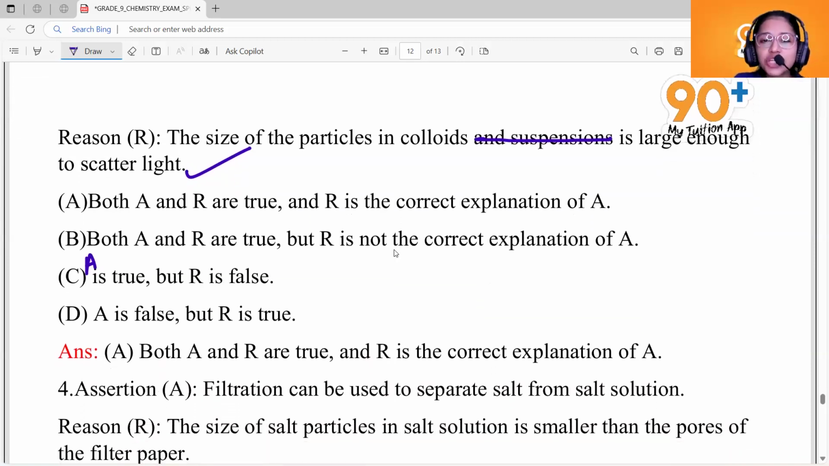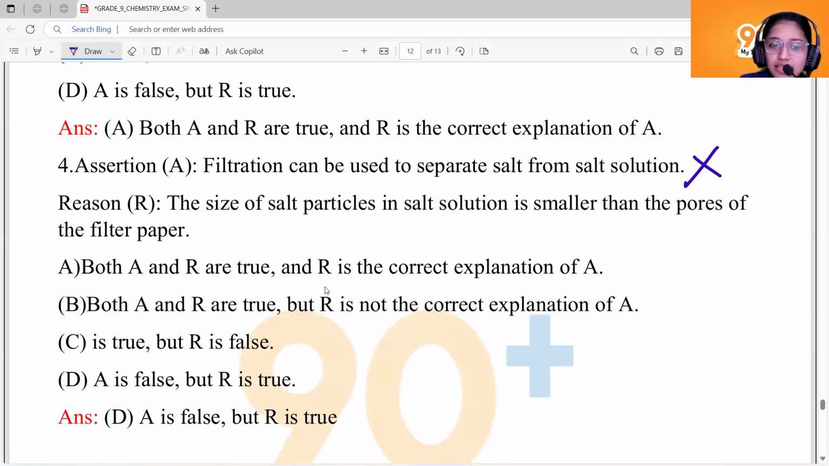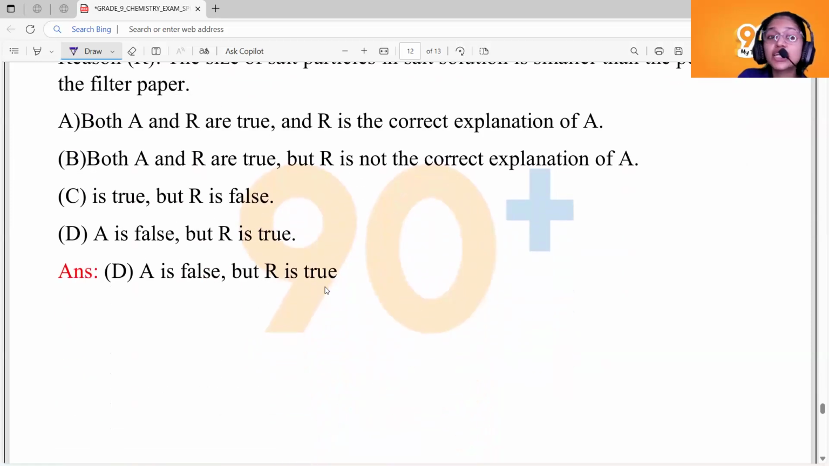Fourth question. Assertion: filtration can be used to separate salt from salt solution. Is that true? No, filtration cannot be employed. This is what I told you. Homogeneous mixtures cannot be separated by using simple physical methods based on size. Filtration separates based on size of particles. Reason: size of salt particles in salt solution is smaller than the pores of the filter paper. That is true. Pores of filter paper are larger than the size of salt particles. So salt will easily pass through the filter paper and get collected in the beaker if you try filtering it. So what is the correct answer? Option D is the correct answer. Assertion is false, but the reason is true.